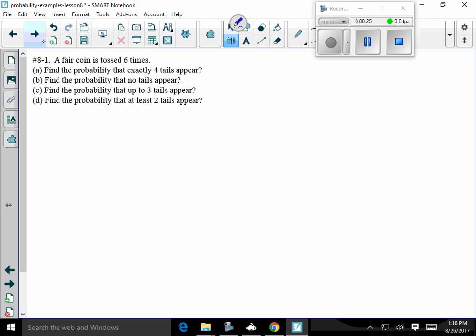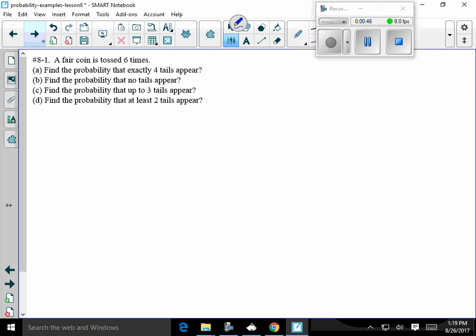Okay. So first problem here says a fair coin is tossed 6 times. Find the probability that exactly 4 tails appears. Find the probability that no tails appear. Find the probability that up to 3 tails appear. Find the probability that at least 2 tails appear. So pause the video and give these a try. Remember, you can use binomial, geometric, one of those kind of models to solve this problem most efficiently.